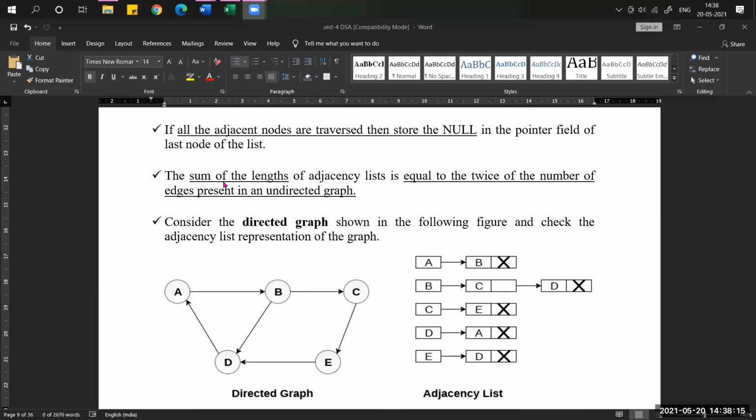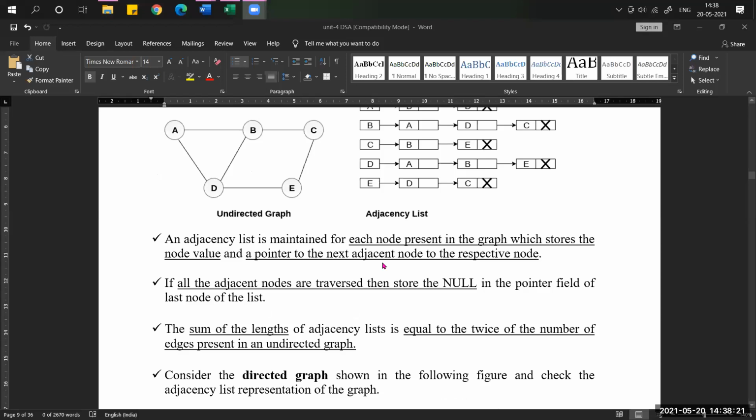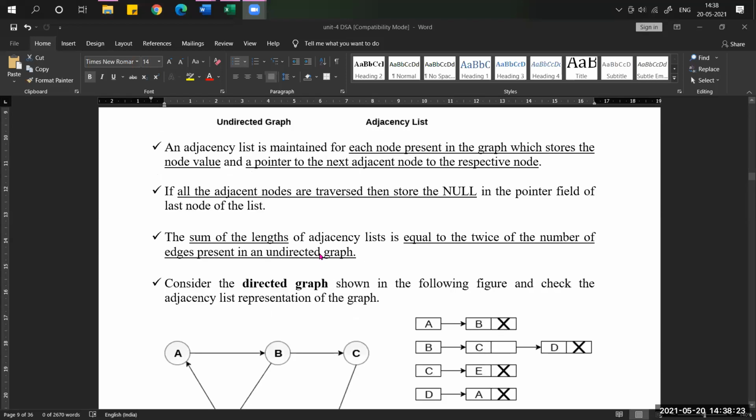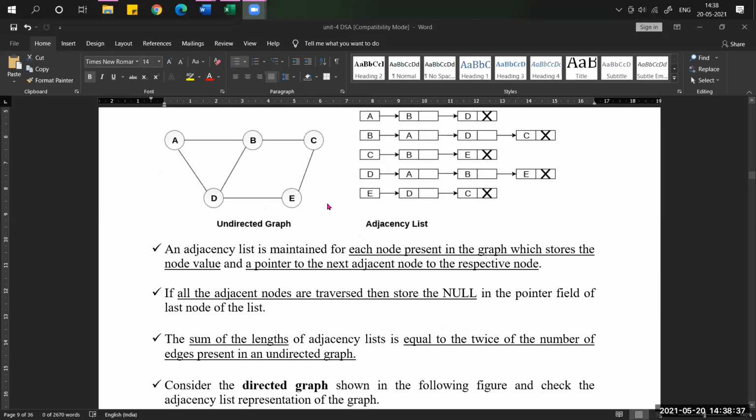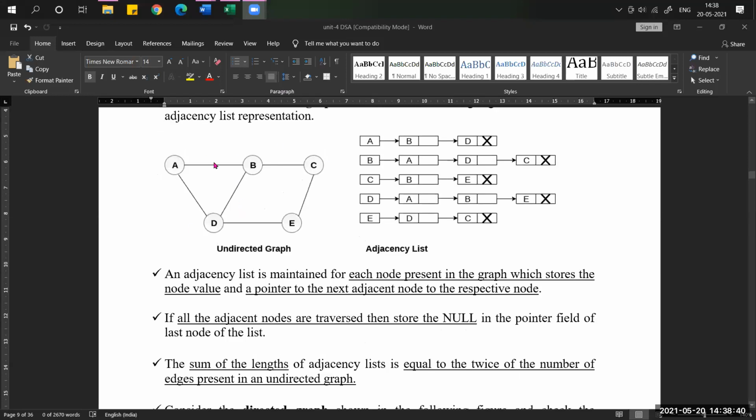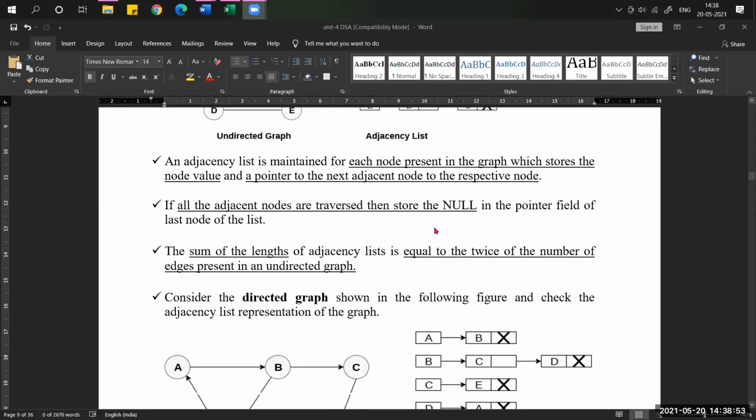One more important point. What is the length of the adjacency list in the case of an undirected graph? It is equal to twice the number of edges present in the graph. How many edges? 1, 2, 3, 4, 5, 6. Six twos, so totally we have to get 12 lists in the adjacency list. That is the formula in the case of an undirected graph.